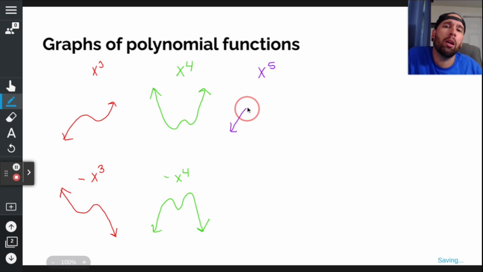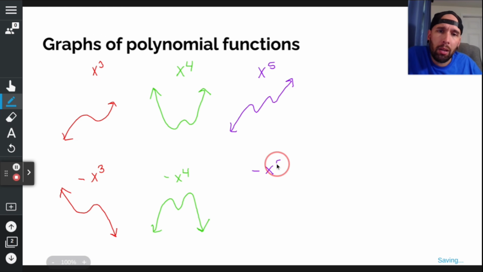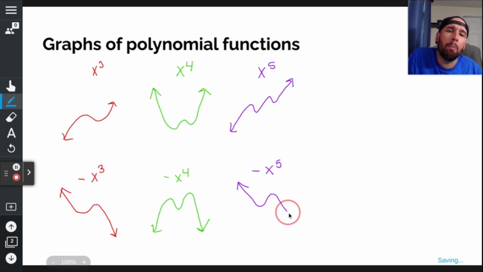And then the process just continues, x to the 5th. Start down here, 1 bump, 2 bump, 3 bump, 4 bump, end up here. Throw a negative in front of it. Okay. Start up here, bump, bump, bump, bump.